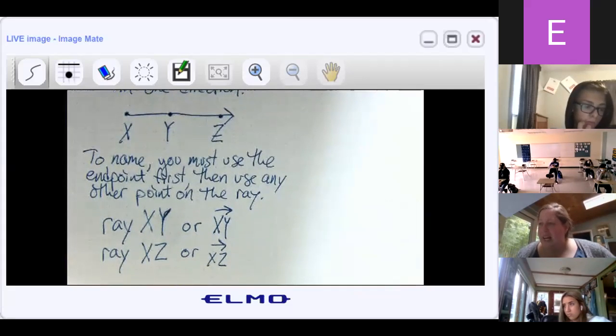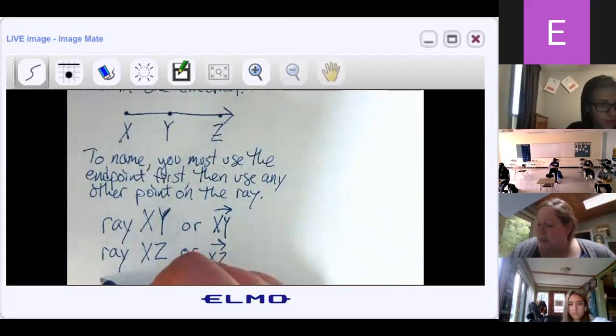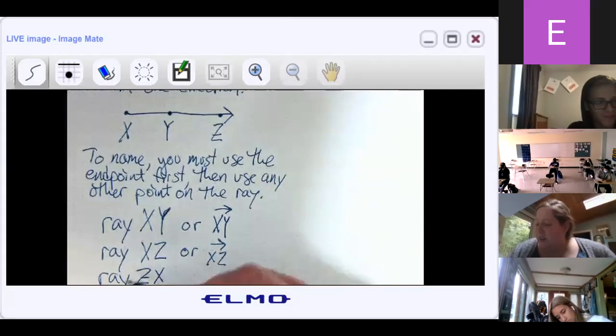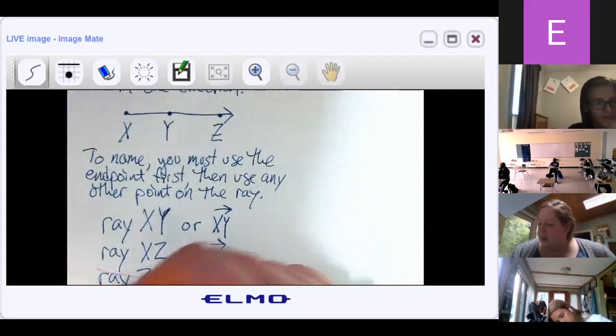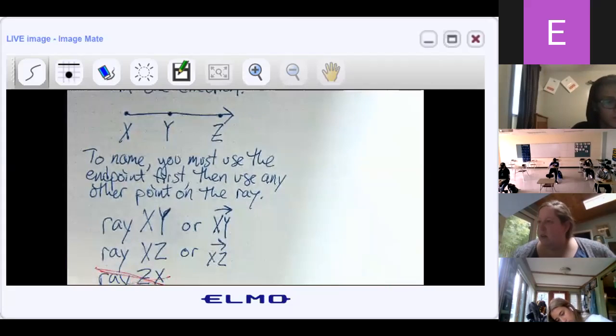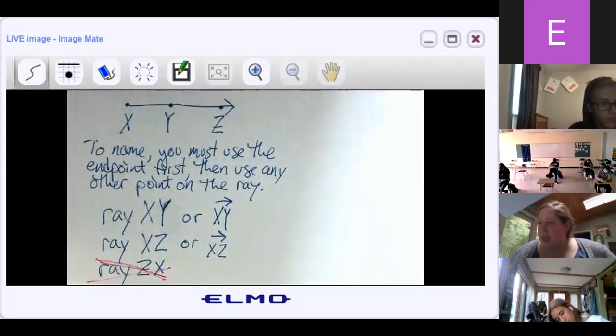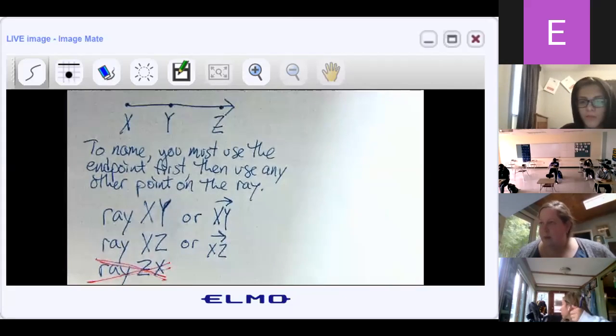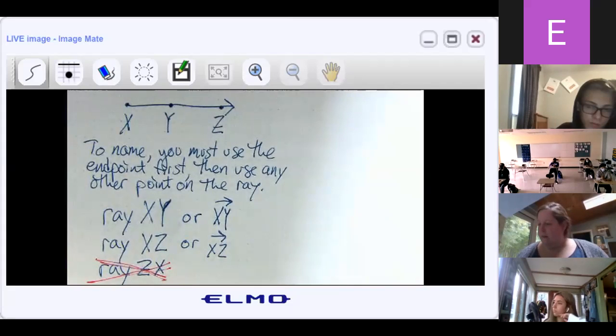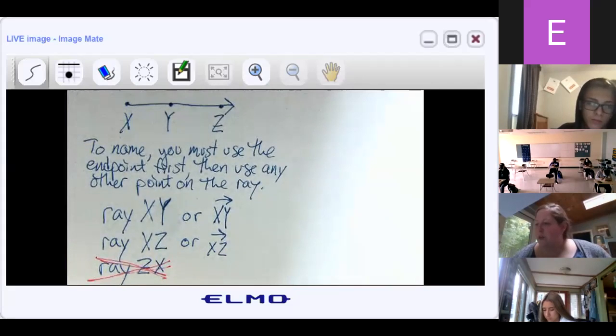But what you cannot do, those are really your only options. So you either had to go with XY or XZ. I'm going to write it and then cross it out because this is incorrect. You could not do ray ZX, for example. That is not an option because that does not start with the endpoint. Okay, so that's ray.